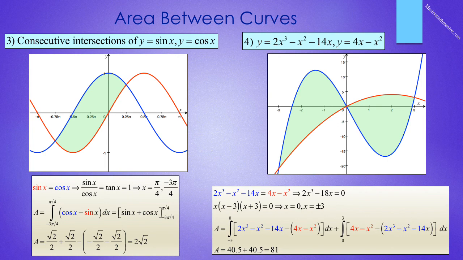When we do this, we choose for this problem to do it on the calculator. We could put y1 to be 2x cubed minus x squared minus 14x, and y2 to be 4x minus x squared. So when we integrate on our calculator, we could simply say fnInt of y1 minus y2, comma x, comma negative 3 to 0 for the first integral, and then reverse it for the second integral. Each area turns out to be exactly 40.5, and therefore the total area is 81.